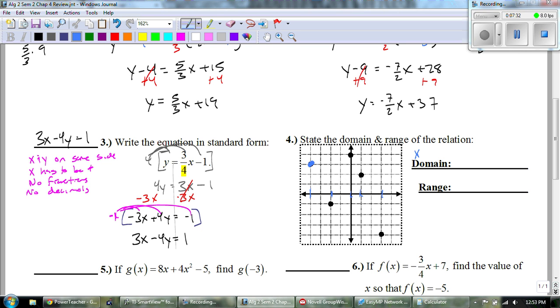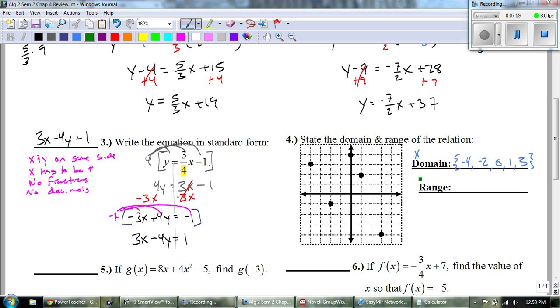So here's my first point from left to right. That is at negative 1, negative 2, negative 3. That's at negative 4. So my domain has negative 4. That's negative 2. That's at 0. That's at 1. And then 3. Okay.